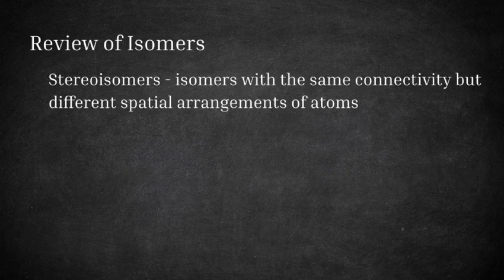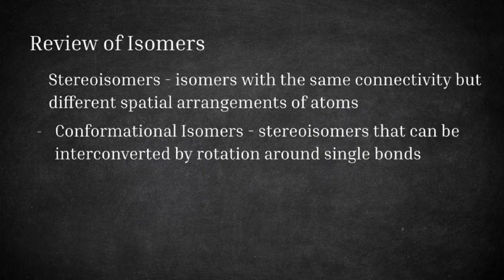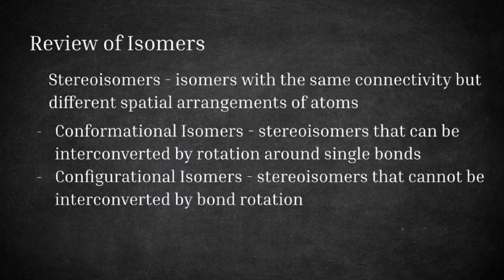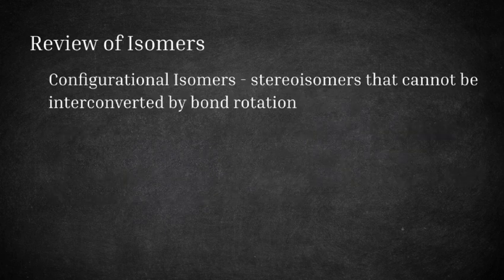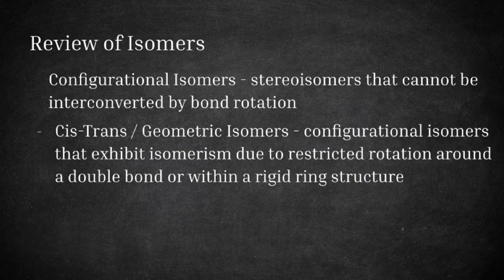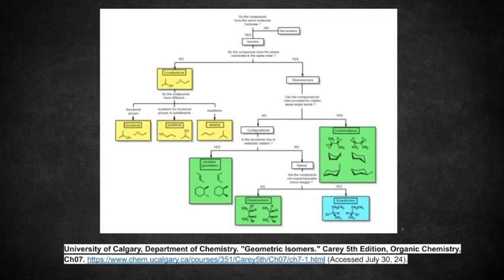Stereoisomers that can be interconverted by rotation around single bonds are known as conformational isomers, while those that cannot be interconverted by bond rotation are referred to as configurational isomers. Finally, within configurational isomers, molecules that exhibit isomerism due to restricted rotation around a double bond or within a rigid ring structure are referred to as cis-trans or geometric isomers. These are the types of isomers we've encountered so far. Here's a helpful flowchart that illustrates how these isomers are related, resembling a family tree.